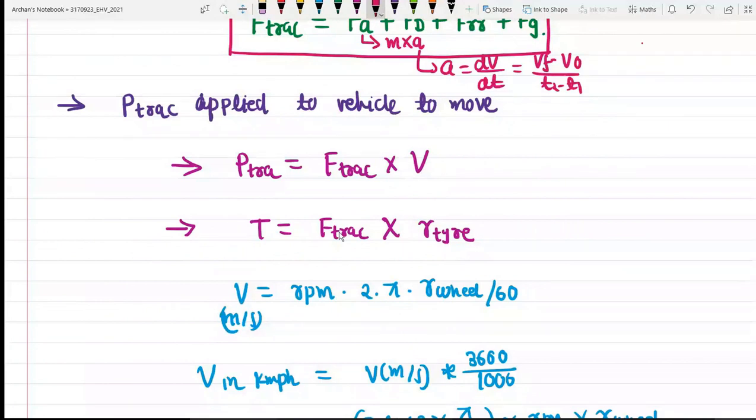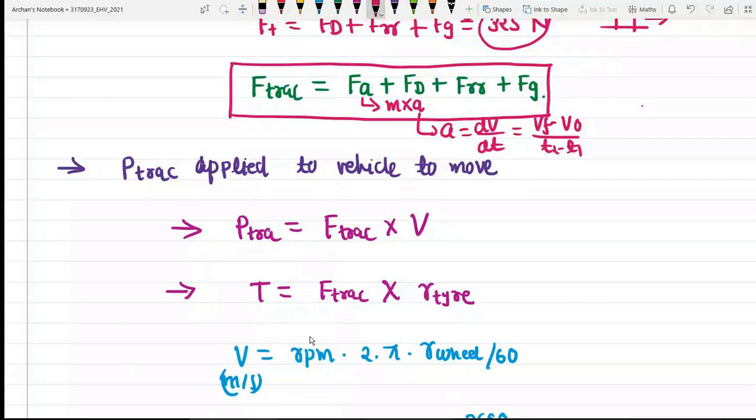In the next lecture we will solve some examples based on this, finding out the total traction force as well as traction power and the torque of the vehicle. And we will also see the concept of regenerative energy: whenever braking is applied, how this energy will be useful. The brake energy, the kinetic energy of the vehicle, will be used to charge the electric battery. Okay, so we'll stop here. If you have any questions, then you may ask.